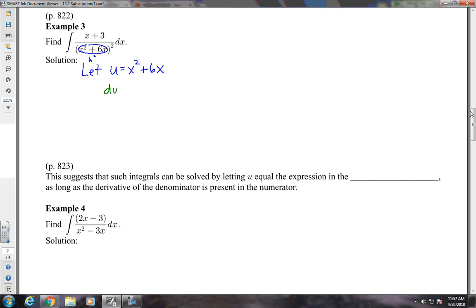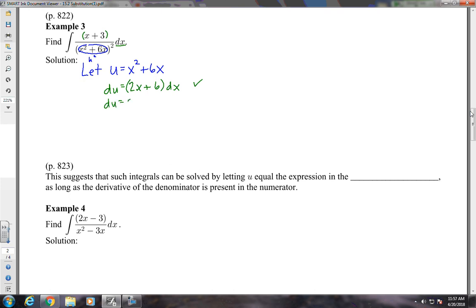Left side always becomes du. The derivative on the right side is 2x plus 6, and I'm going to go ahead and write the dx there. Remember, the right side needs to look like the leftovers in the integral. Now, the leftovers in the integral in this case are the x plus 3 dx. It's close to what we have, but not identical. So what I need to do is manipulate my du equation to make it look just like the leftovers.